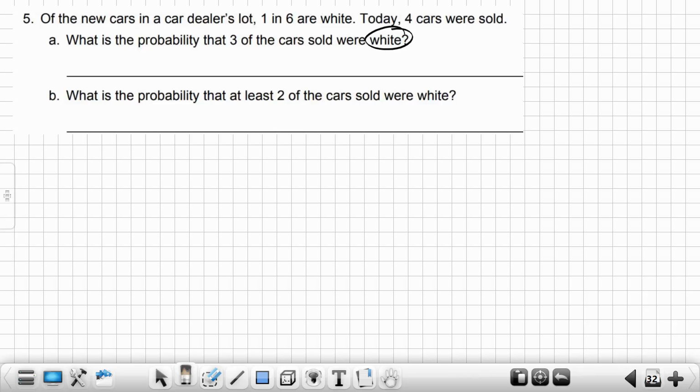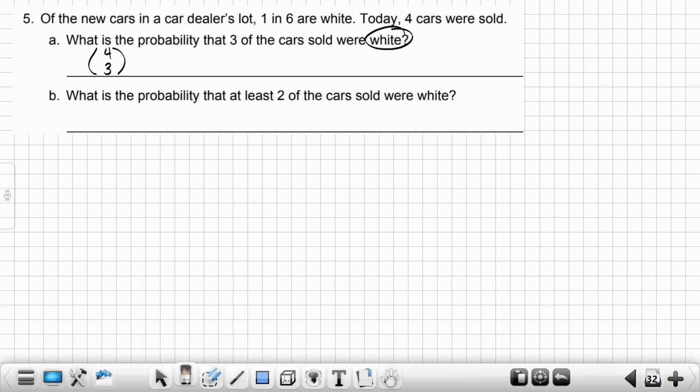Because we have a success and failure rate. When we're doing which ones are successes, we're considering white to be a success. I said don't read into that. We're not being racial here. Yeah, 1/6 is our success. So out of 4, we want 3. Are we okay with that?